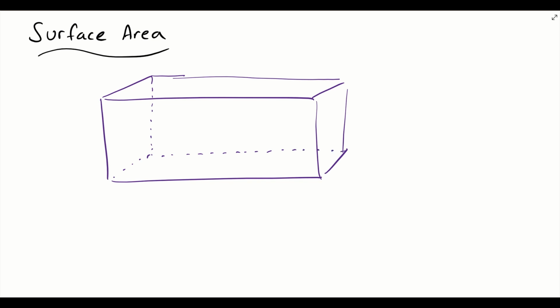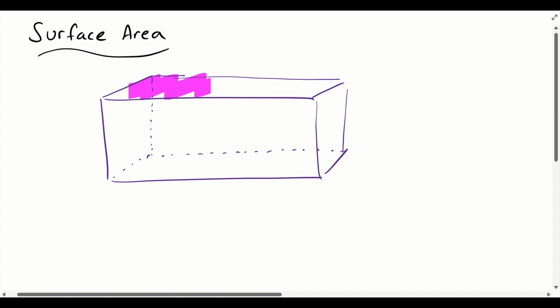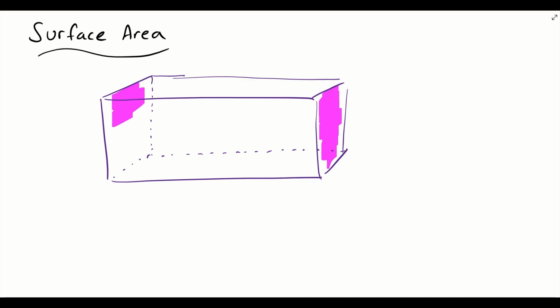Well, what do we mean by the surface area? The surface area of this rectangular prism is the total area on the surface. So we need to take the area of this front face here, and we need to add it to the area of this back face here, which we need to add to the area of the top face and the bottom face. And then we need to do the two side faces. Once we find the area of all of those and we add them all together, we have the total area on the surface of this shape, and that is the surface area.